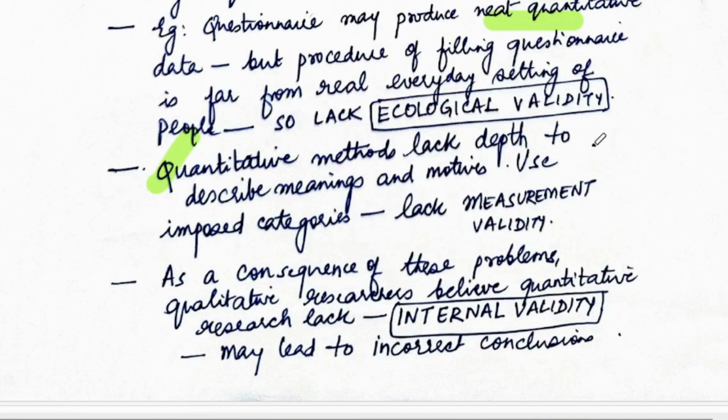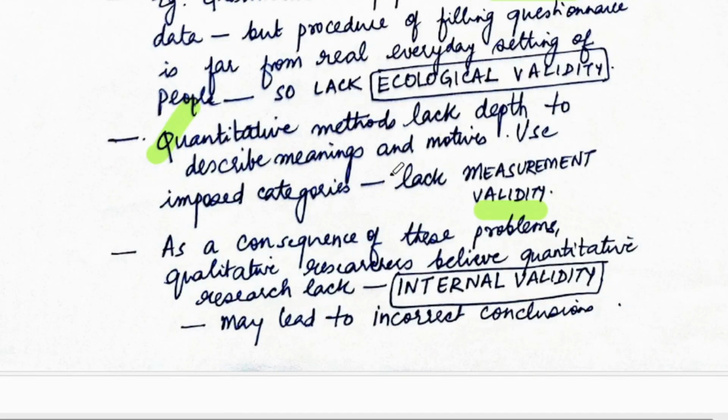Quantitative methods lack depth to describe meanings and motives because they use imposed categories. Therefore, they also lack measurement validity. So there are already preset options which force people to choose from the boxes. For example, there are fixed labels in the questionnaire form. So if indicators don't match the real concept or construct being studied, the measurement validity suffers.